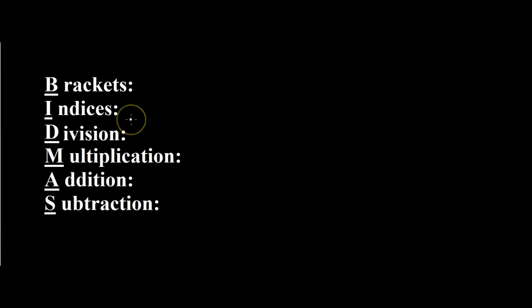Okay, let's move on to BIDMAS. So the B in BIDMAS stands for brackets. So if I give you guys an example of 1 plus (2 minus 1), you have to do the brackets first in this equation. So 2 take away 1 is 1, and 1 plus 1 equals 2. So that's the answer.